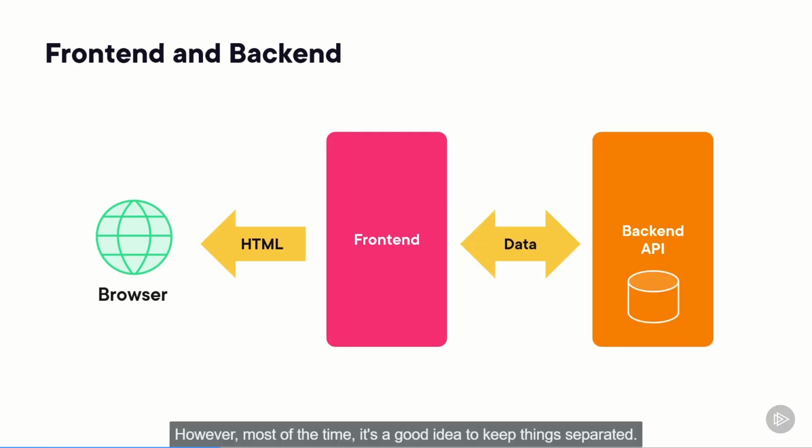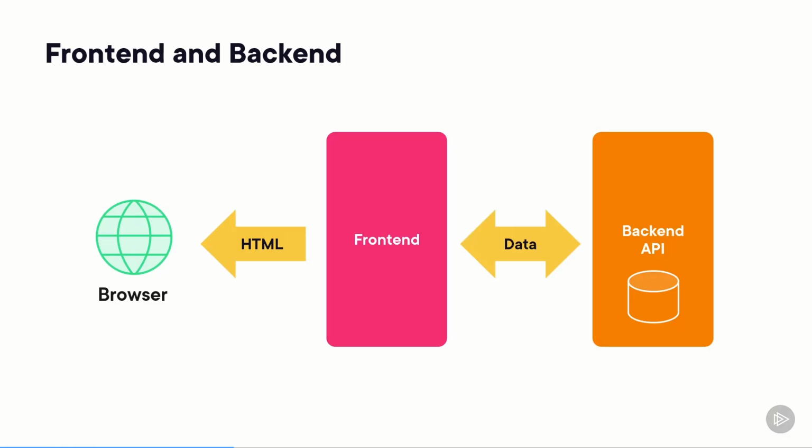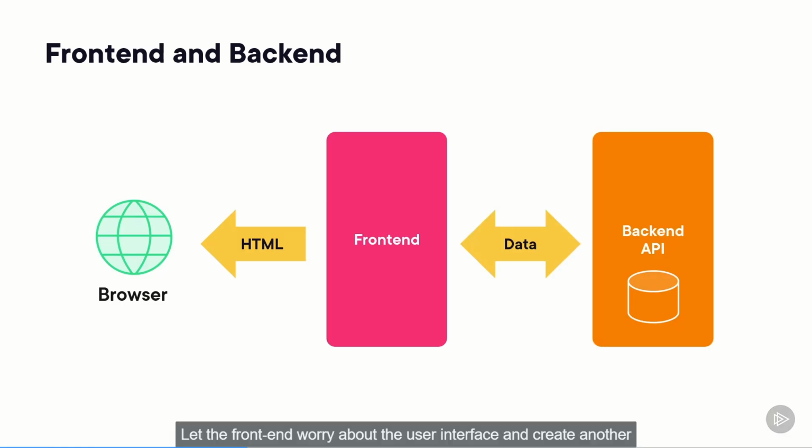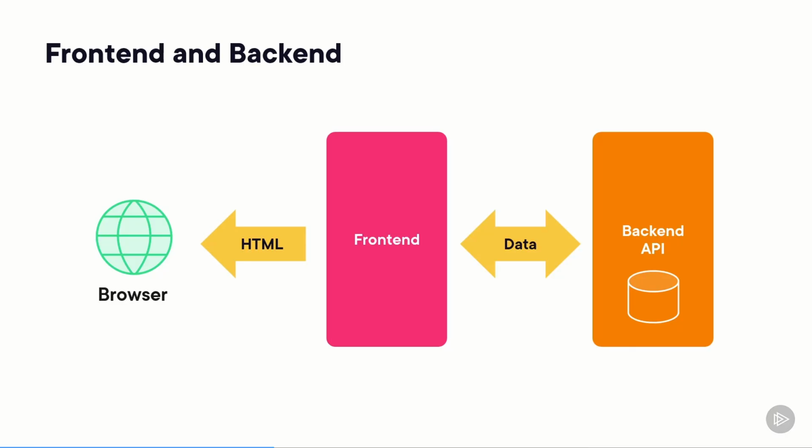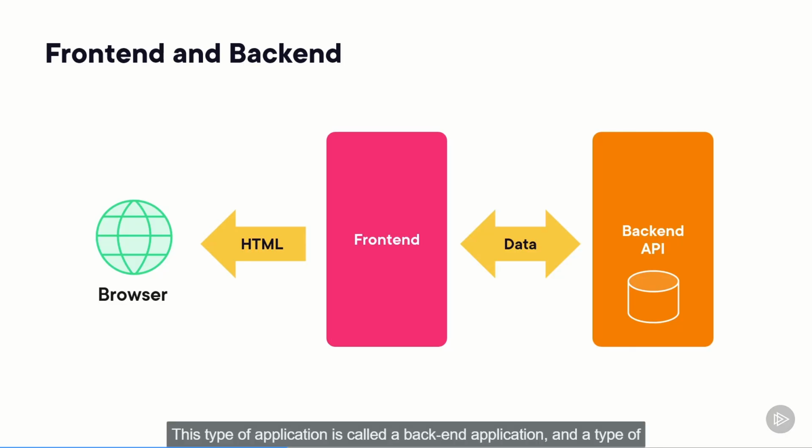However, most of the time, it's a good idea to keep things separated. Let the front-end worry about the user interface and create another application concerned with data and business rules. This type of application is called a backend application. And the type of backend application that provides data and applies business rules is called a web API, or in short, API. Separation will give us a more maintainable application structure, and it enables us to form separate front and backend teams. But it also enables reusability.